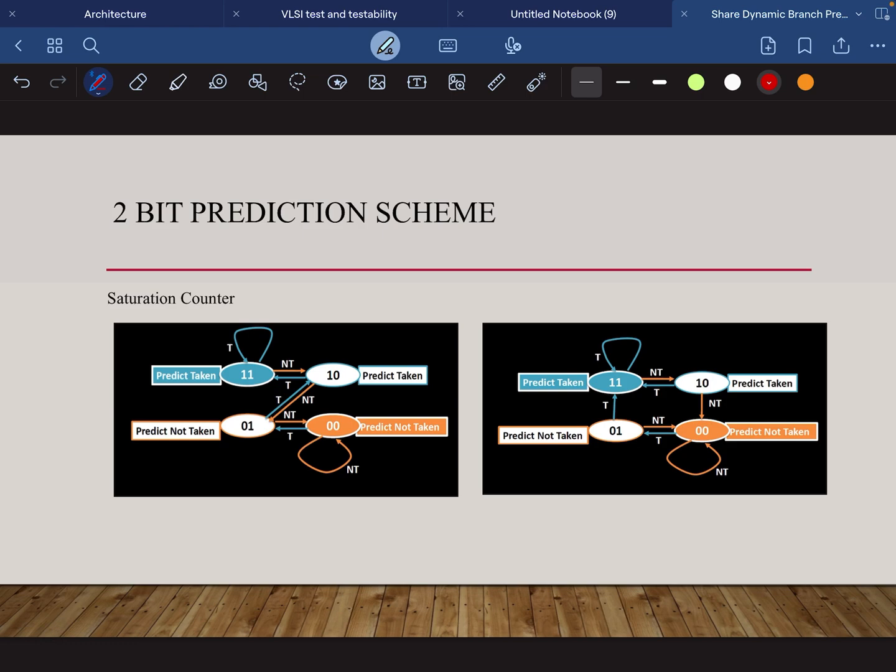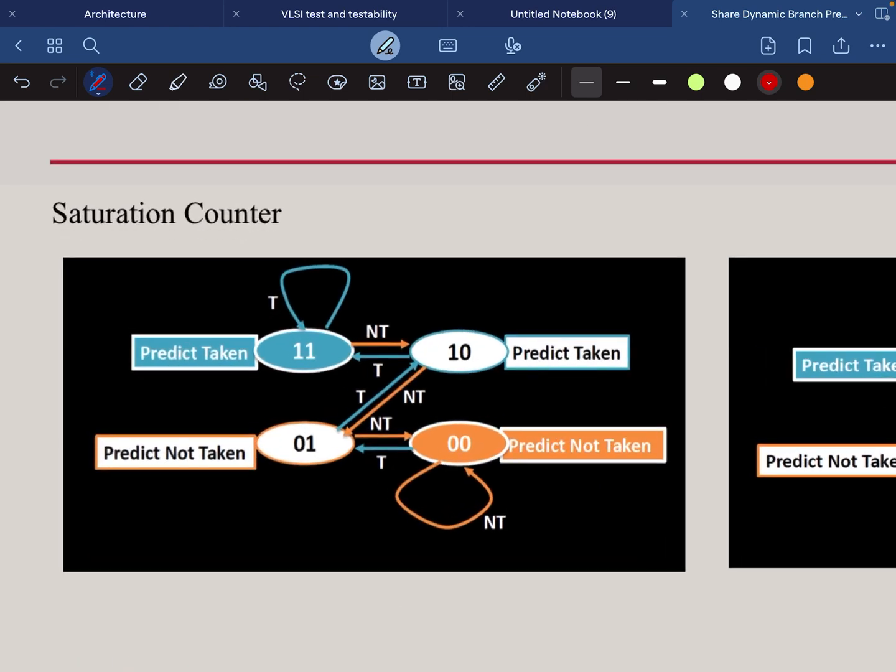There are two approaches. The first one is the saturation counter, which we have implemented in this project. In this saturating counter, there are four states: 00, 01, 10, and 11. 00 indicates strongly not taken, 01 indicates weakly not taken, 10 indicates weakly taken, and 11 indicates strongly taken.